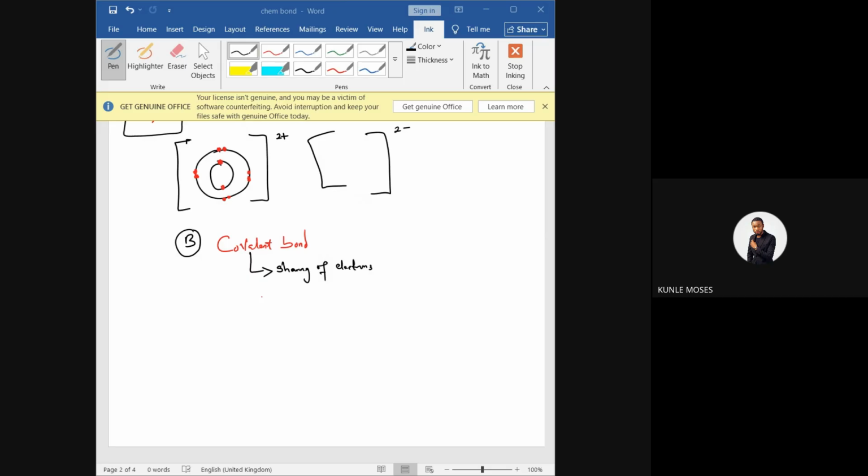Anytime you see sharing of electron, oh boy, that is covalent bond. And anytime you note that this is non-metal, if it is between two non-metals, it is a covalent bond. Please, do you get the logic?